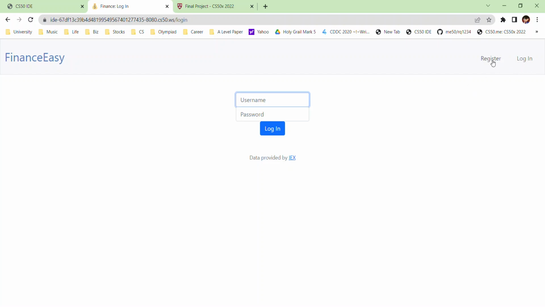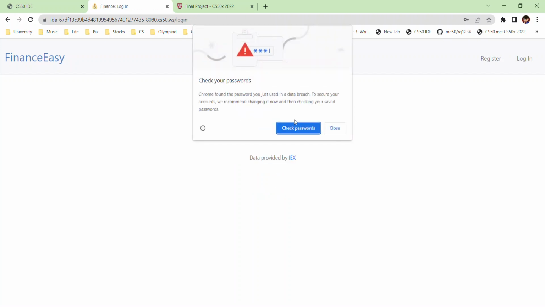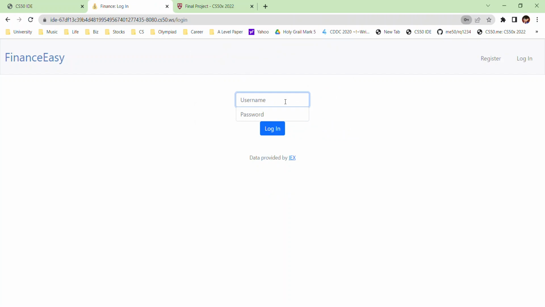First, introducing the website. When we go to register, let's quickly register for an account. We have to ensure that our passwords match or it will be rejected by the system. And also we have to ensure that we come up with a distinct username that hasn't been used, because if our username has already been used, then we have to come up with a new username.